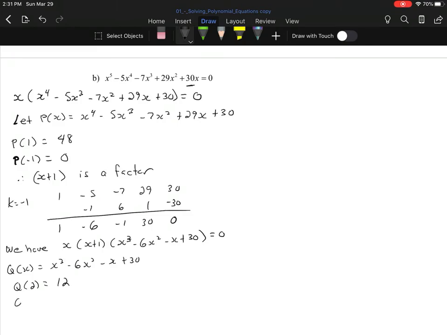I get 12. If you've noticed, I should have tried negative 1 again, because negative 1 might work again. And I haven't forgotten about it. If nothing else works, I will try that negative 1 again. So now negative 2 cubed minus 6 times negative 2 squared minus negative 2 plus 30. There it is, 0. Therefore, x plus 2 is a factor.